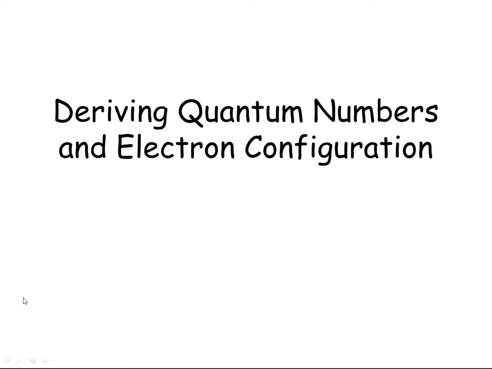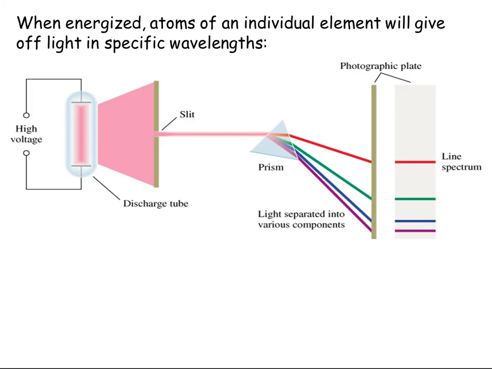Okay, folks, in this PowerPoint presentation, we're going to talk about deriving quantum numbers and electron configuration. Note this layout. When energized, atoms of an individual element will give off light in specific wavelengths.